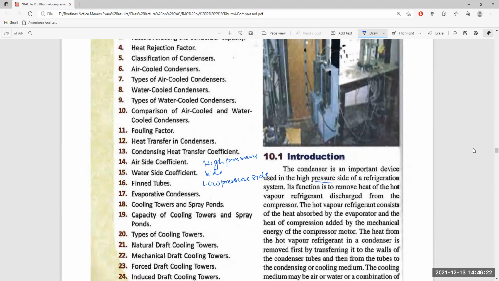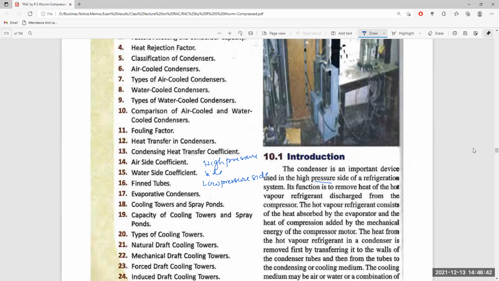Now, the compressor is a device used on the high pressure side. Because there are two sides, one is the high pressure side and one is the low pressure side. The evaporator acts on the low pressure side, and the condenser always acts on the high pressure side. The compressor increases the low pressure to high pressure, and the expander reduces high pressure to low pressure.